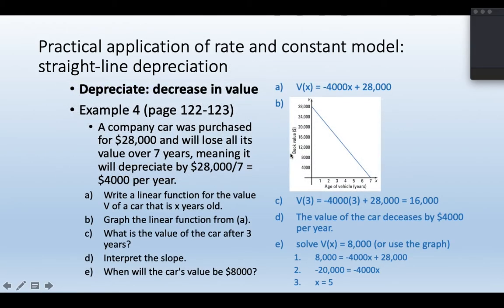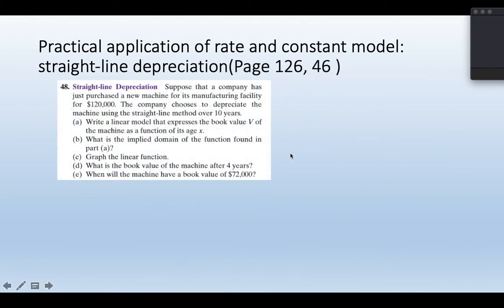We have another example for this depreciation. Another example is this one, a similar kind of setup, in 10 years. You try to depreciate. You can give this method a try and then look at the answers. Only the b number is different, but the other a, c, d, and e numbers are the same.